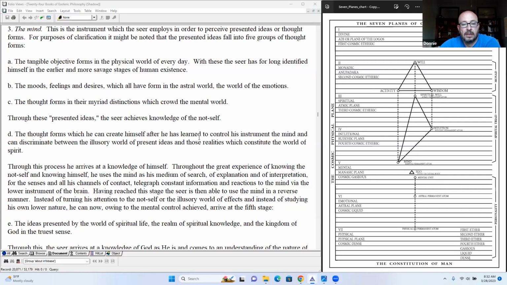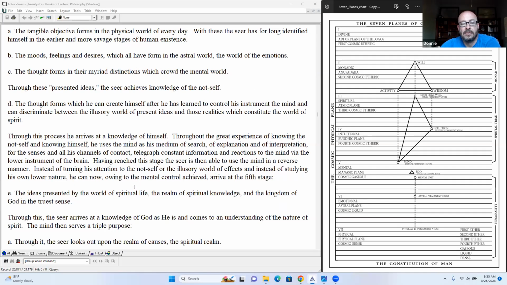So the seer, the perceiver, builds these thought forms, and he can create the thought forms himself. He has learned to control his instrument, the mind, and can discriminate between the illusory world of present ideas and those realities which constitute the world of spirit. Through this process, he arrives at a knowledge of himself.